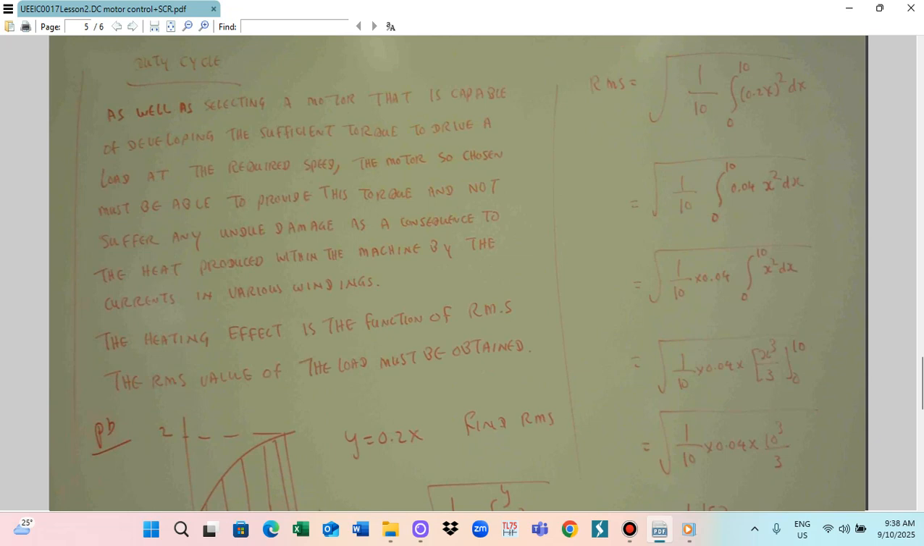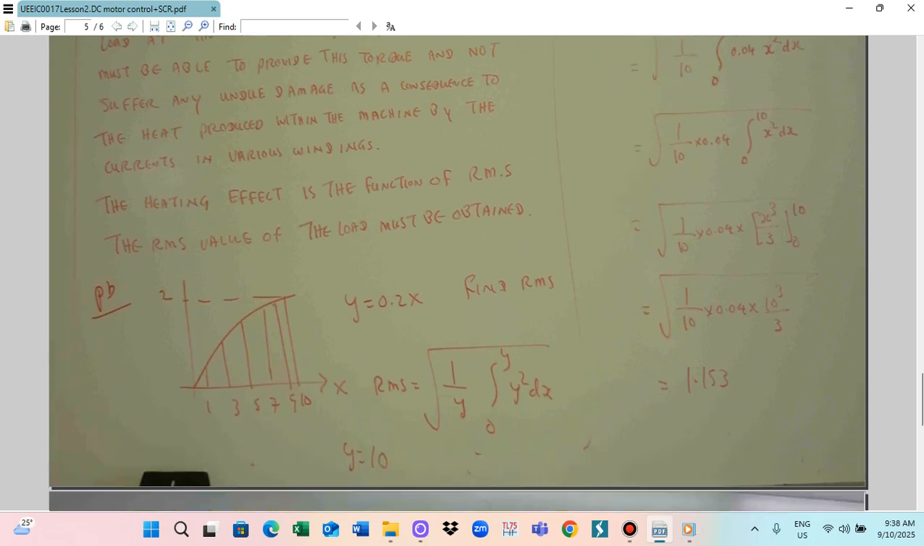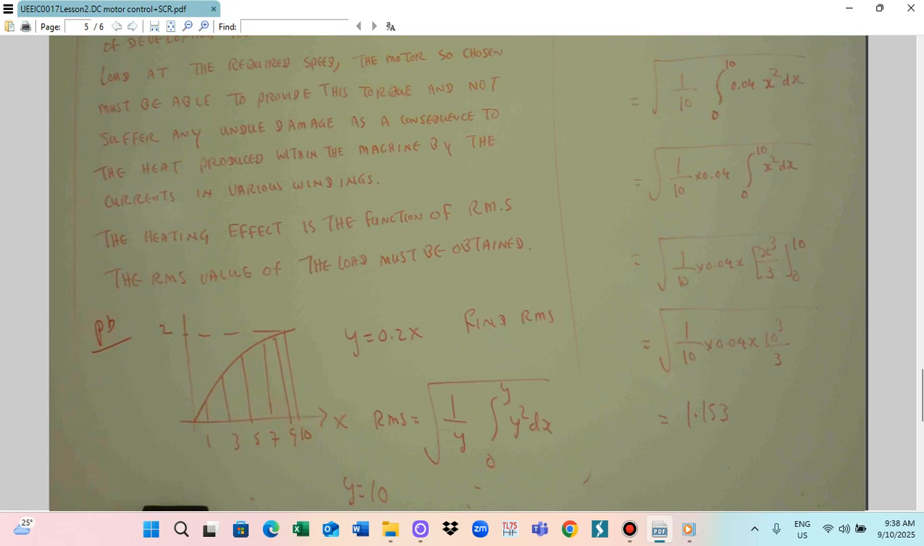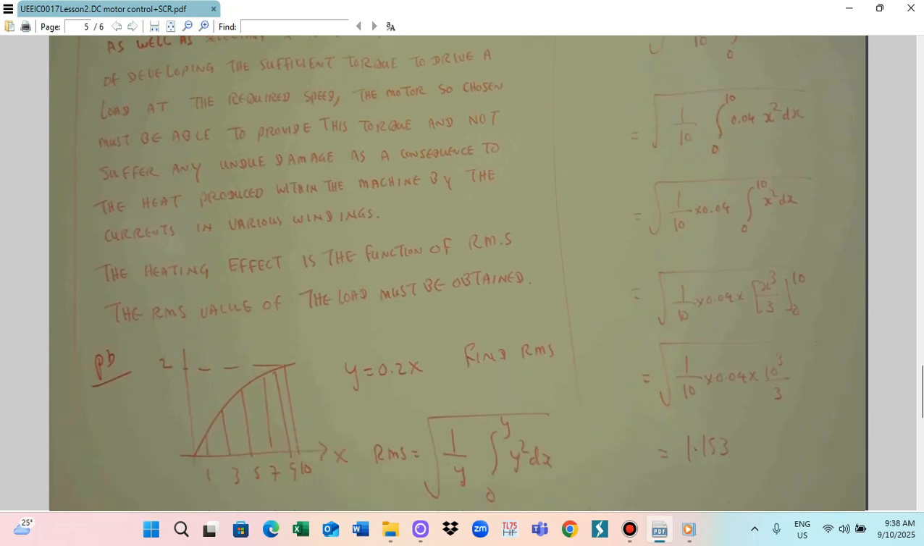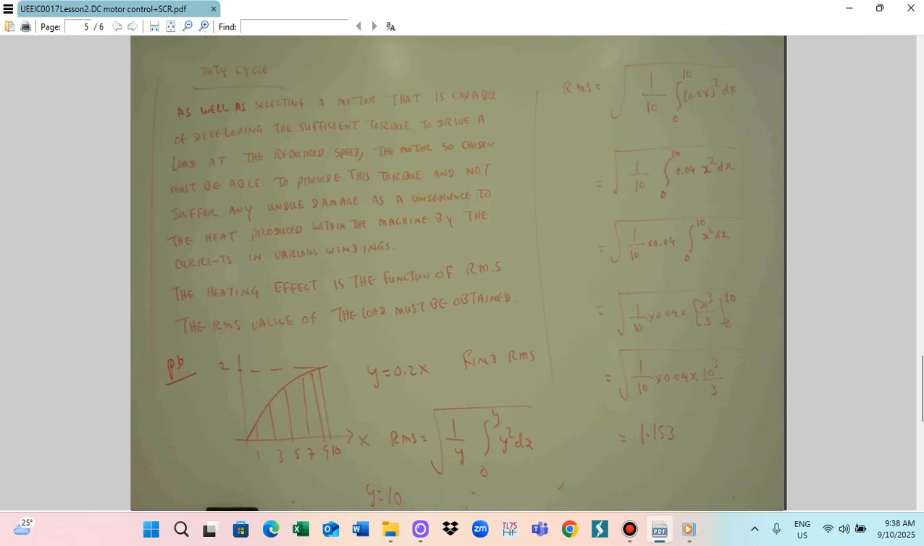The heating effect is a function of the RMS. Therefore the RMS value of the load must be obtained. So this is why we need to do the duty cycle calculation. Okay, so firstly we calculate the RMS value for this waveform. This waveform is given here. The final value is 2. Originally we start from 1, 3, 5, 7, 9, and the 10. So this is the equation given to find the RMS.